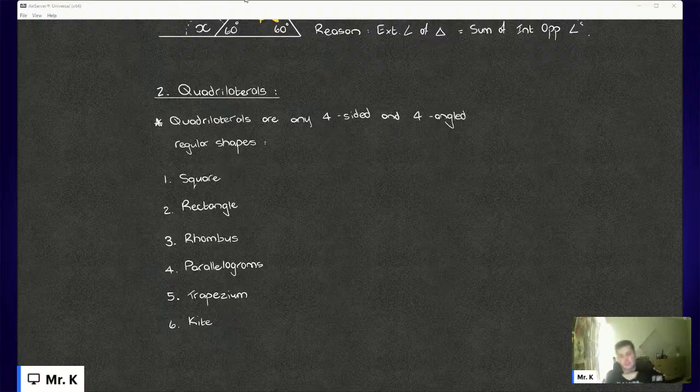So we want to make sure that we are familiar with the properties of all six of these shapes so that when we get into tests and exams, when we see that we've been given a question that is incomplete in terms of its information, we are able to make deductions and complete the information on our own based on our understanding of the properties of these different shapes. All right. Again, we'll go through them one by one.